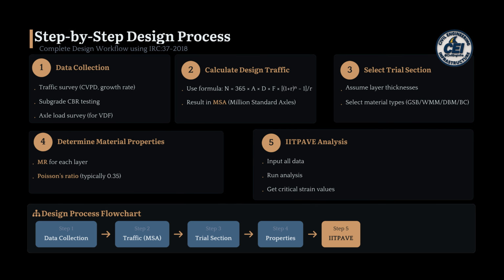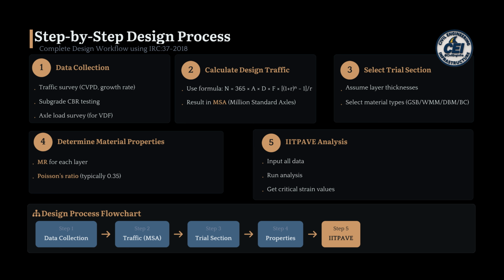Now let us understand the complete design procedure in 5 steps. Step 1. Data collection. Conduct a traffic survey, determine CBPD, growth rate, and vehicle composition. Perform subgrade testing, obtain CBR values and soil classification. Conduct an axle load survey, determine the actual VDF from weighbridge data.